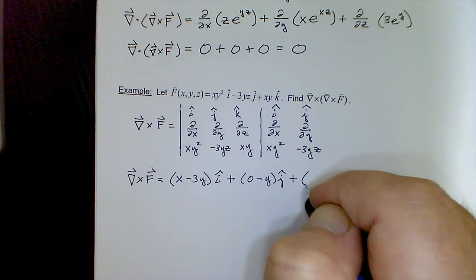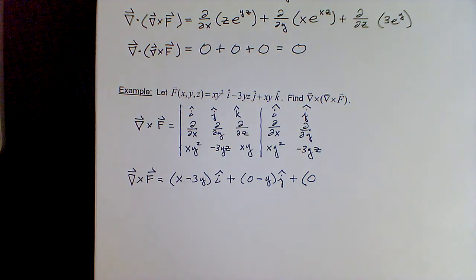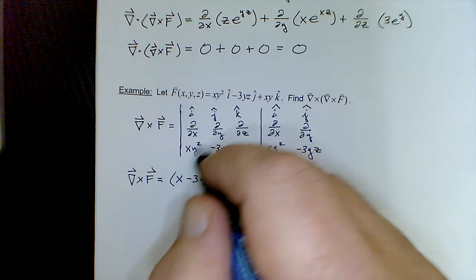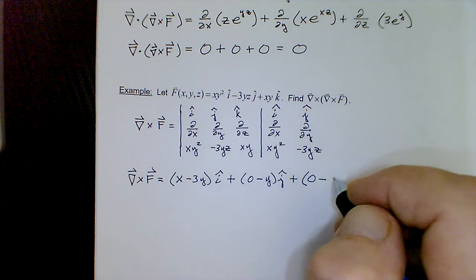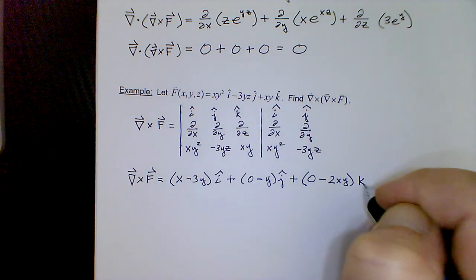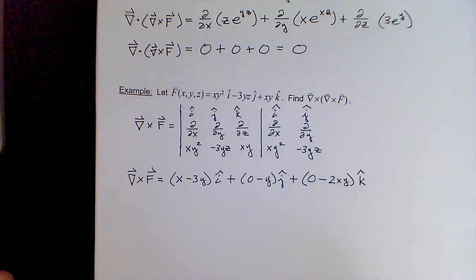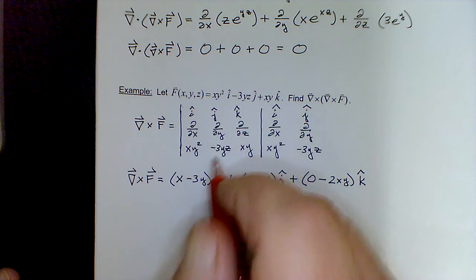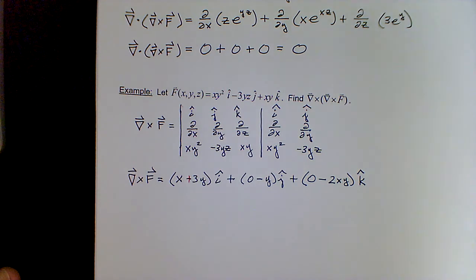And then for the k's, positive partial with respect to x of negative 3yz, y and z are both constants, so that's going to be 0. And then we have minus, here's the minus diagonal for the k's, partial with respect to y of xy squared, or d/dy of y squared is 2y, so 2xy, and that times k. Okay, and I did make one careless mistake. Hopefully you caught it. When I took this diagonal here for the negative i's, it should be minus a minus 3y. So that should be a plus 3y there. So make sure you make that correction.